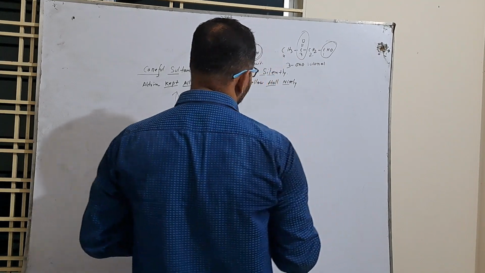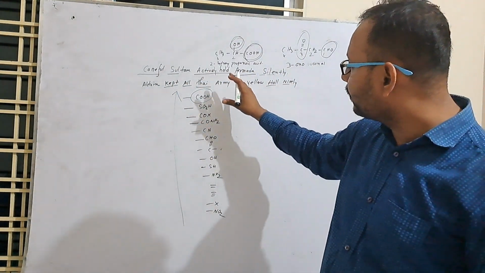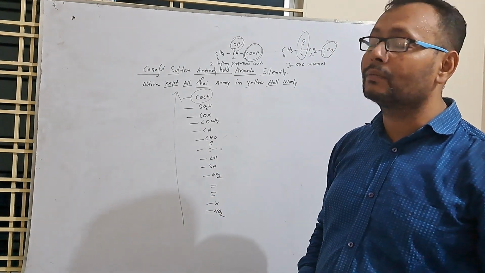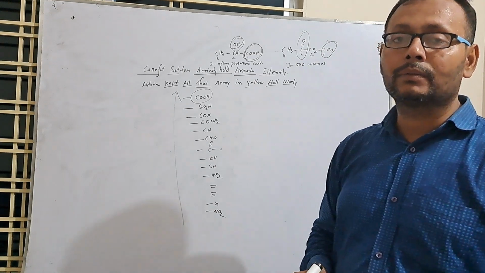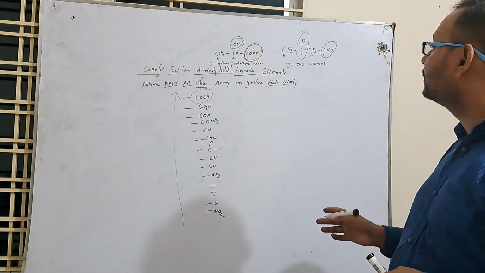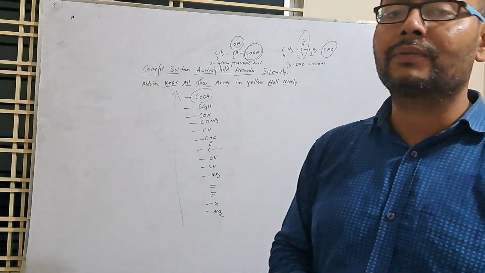The compound is this. So I think that if we can recall these priority sequences of the functional groups easily by using this mnemonic, we can easily name any organic compounds having more than one functional group.